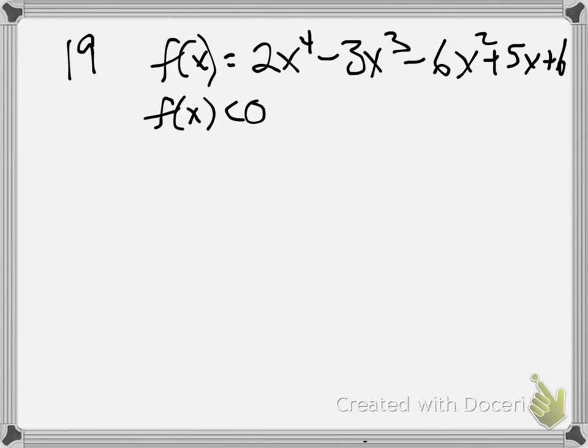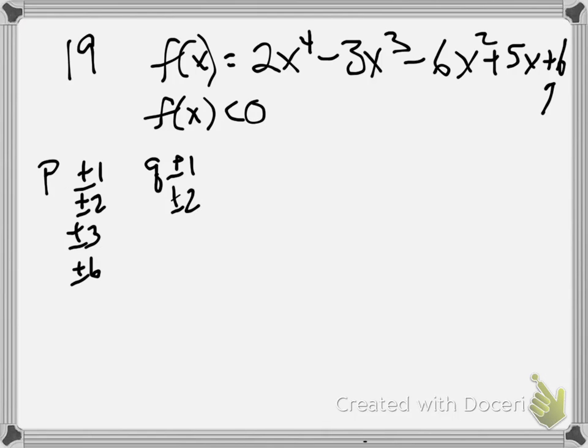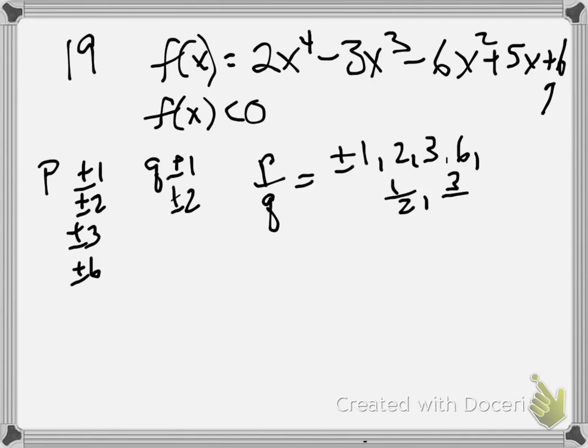So if I didn't have a calculator, I would look at the p and the q. The p is off of the 6. We're saying p could be plus or minus 1, plus or minus 2, plus or minus 3, and plus or minus 6. And q can be plus or minus 1 and plus or minus 2. So the possible rational roots are going to be plus or minus 1, 2, 3, 6, and also 1/2 and 3/2, all plus or minus.